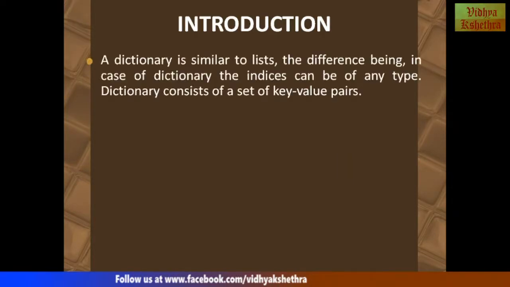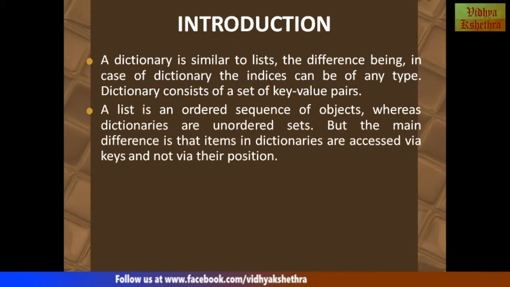A dictionary is similar to lists. The difference being, in case of dictionary, the indices can be of any type. Dictionary consists of a set of key value pairs. In case of list, the indices can be only of the type integer. A list is an ordered sequence of objects, whereas dictionaries are unordered sets.